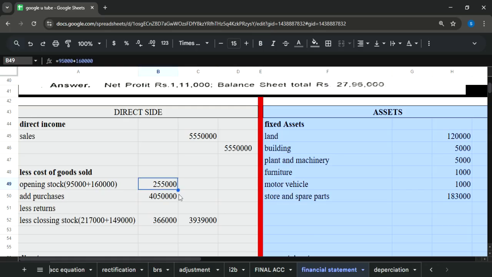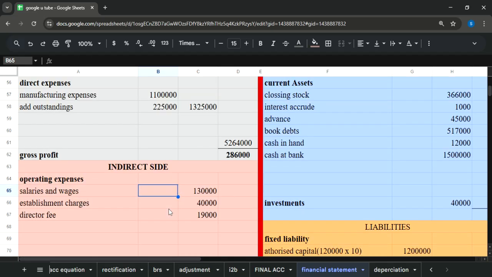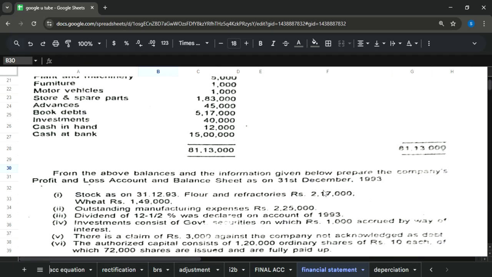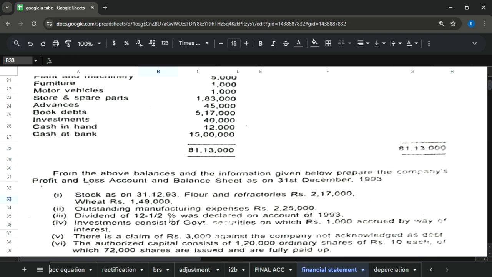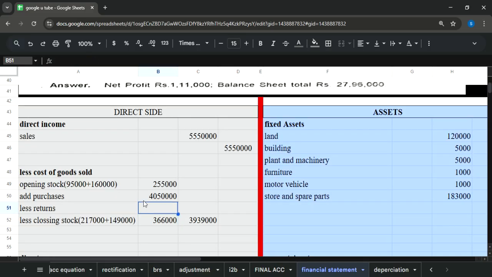Okay, why are we checking? So that we can have a complete picture. 217,149 for closing stock. 217,149,000. Okay, the closing stock is also okay. And what we have got is the cost of goods sold statement. Amount of sales, once again we'll have to see, and sales 5,550,000, this is also okay.